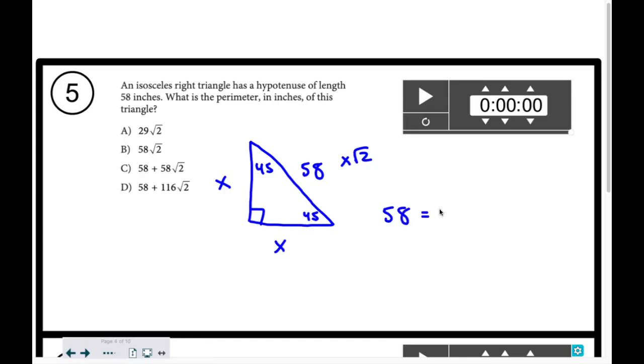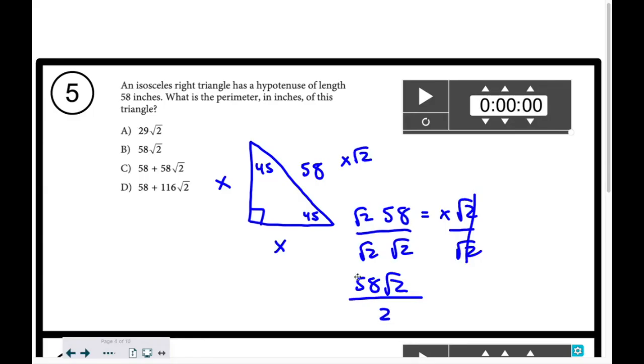So 58 is x root 2. I want to figure out what x is, so divide each side by root 2. And then you can rationalize. So I'm going to multiply the top and bottom by root 2. So I get 58 root 2 over 2. And when I divide those, finally, I get 29 root 2. So that means I have 58 is the hypotenuse and 29 root 2 is each of the legs.